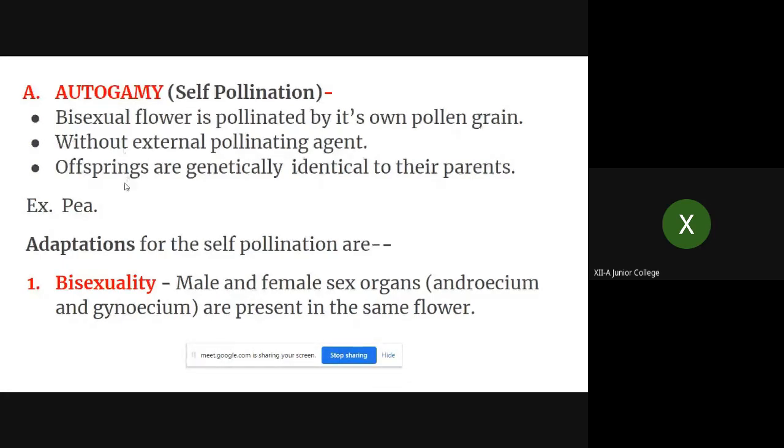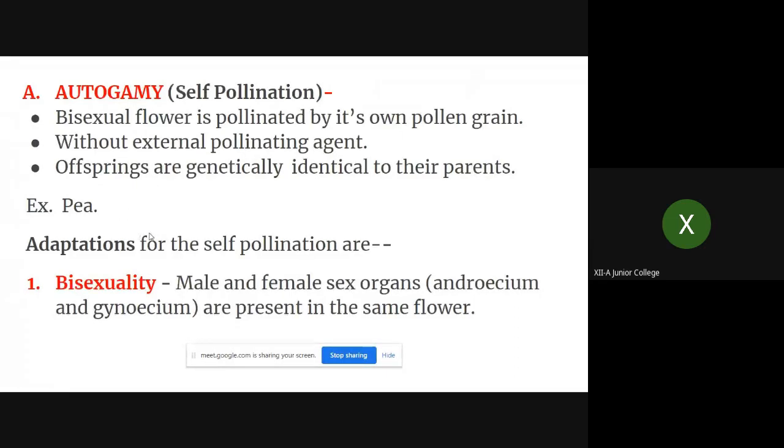And offsprings are genetically identical to their parents. You know why? Because the parent is the same. So offsprings will be produced the same as the parents, because within the same flower, both the sex organs, the androecium and gynoecium, are present. And the most common example is pea.